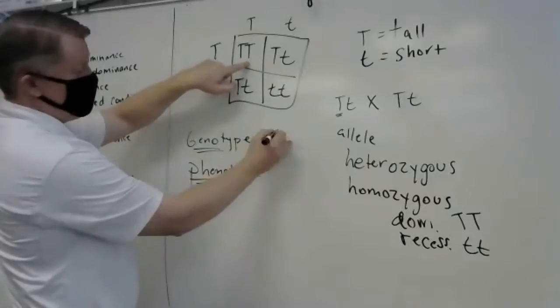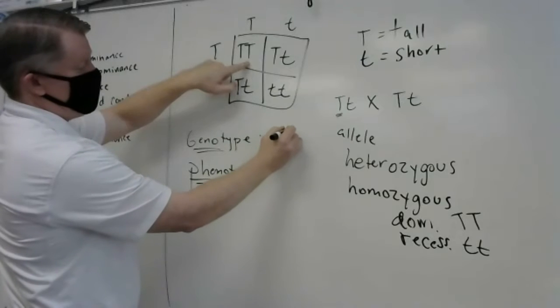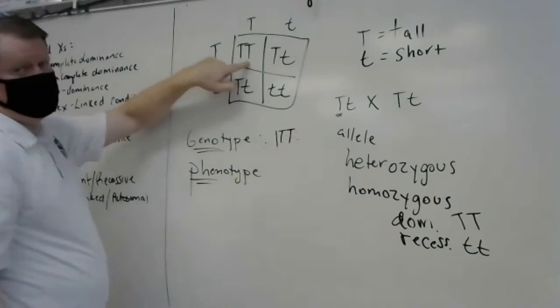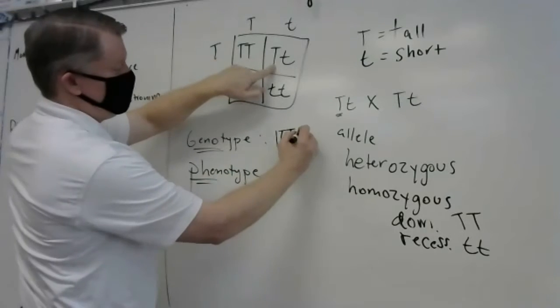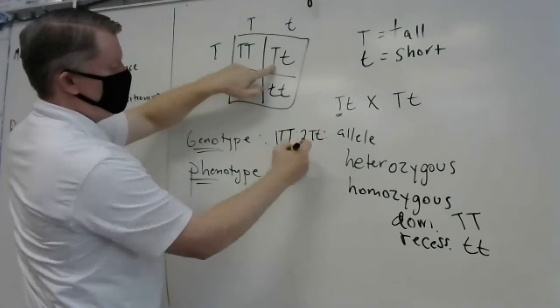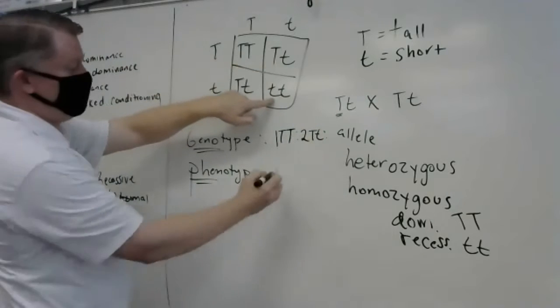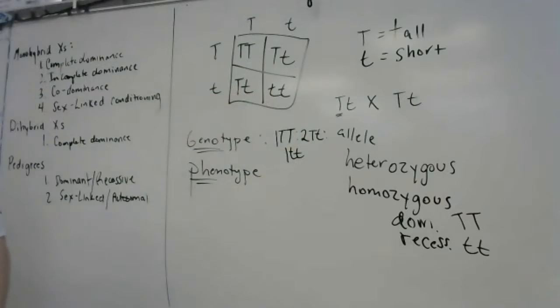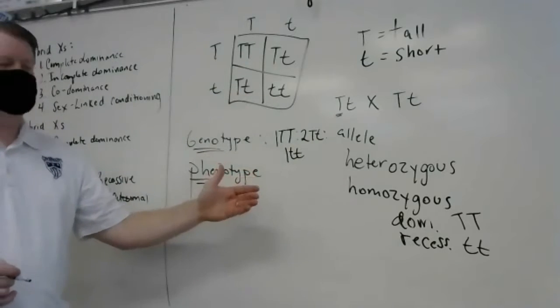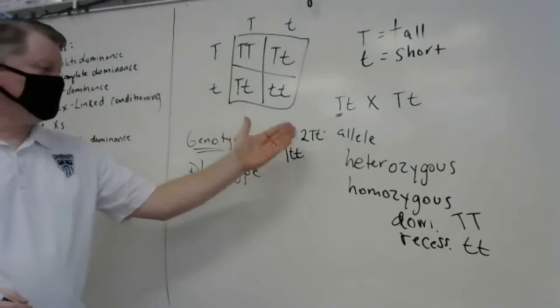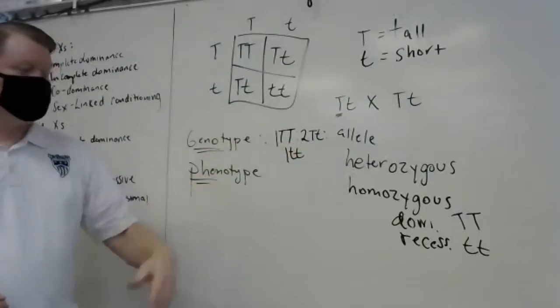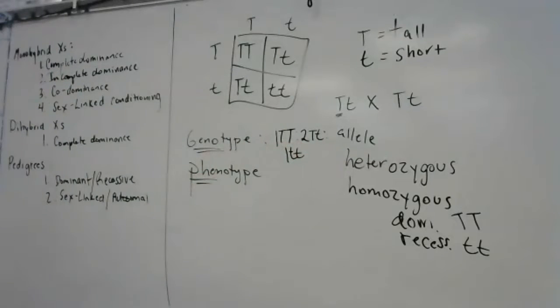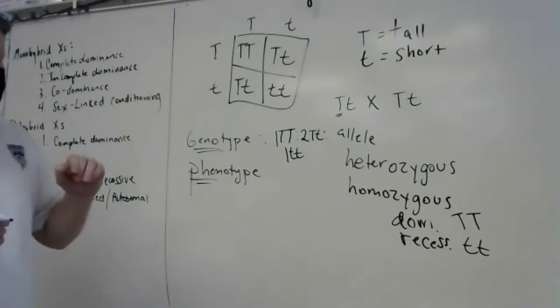So we just list it that way. 1 homozygous dominant, colon, how many heterozygous? 2 heterozygous. Okay, I've got to move down here now. How many homozygous recessive? 1. Now, if your mind works in percentages, and you would rather express this as 25% homozygous dominant, 50% heterozygous, 25% homozygous recessive, go for it. It doesn't matter to me, as long as you're correct. Does that make sense? Any questions there?